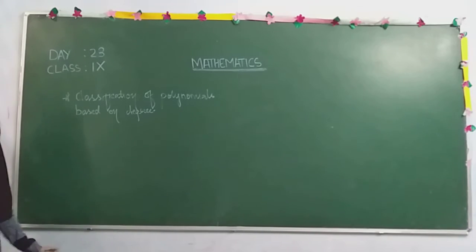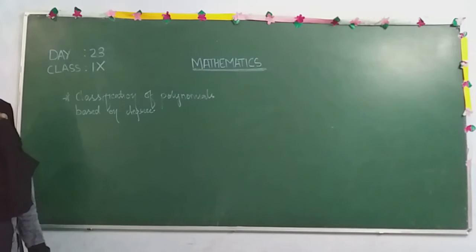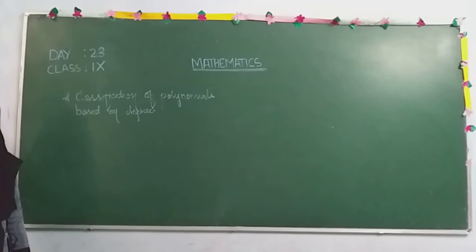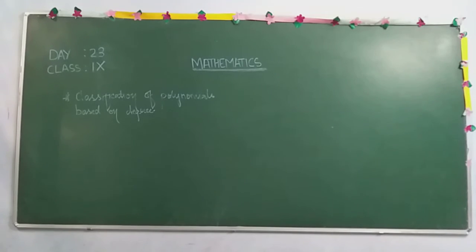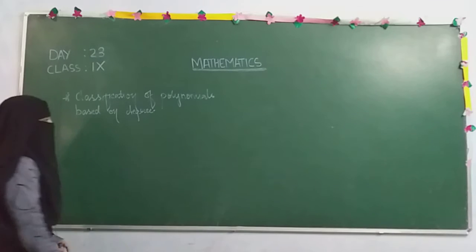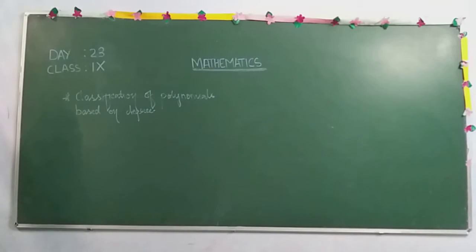So first of all, what is a polynomial? A polynomial is nothing but a sum of a finite number of terms in the form of ax to the power of n, where n is a whole number. It should not be a negative number, it should not be a rational number, it should be a whole number. That is most important. Based on that only we can say whether it is a polynomial or not.